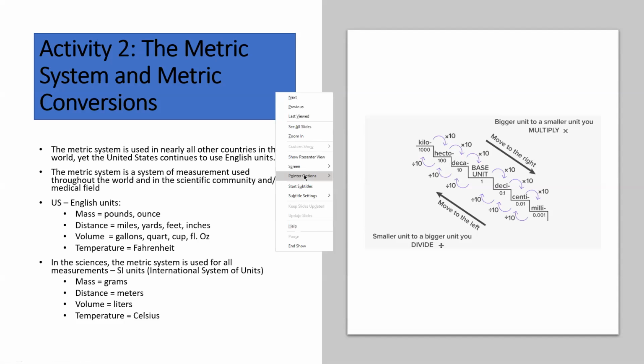And let me actually put this pointer on laser because it's easier to see. But essentially, this is your base unit. So your base unit would be either grams, meters, or liters. So if you want to talk about 1 meter, for example, and you want to turn that into centimeters, you have to take that meter, times it by 10, times it by 10 to get to centimeters. So if you're moving to the right, you're going to times by 10 each time.